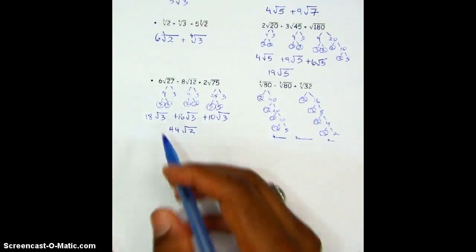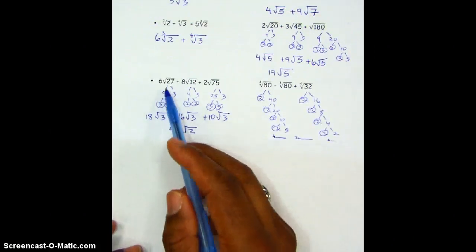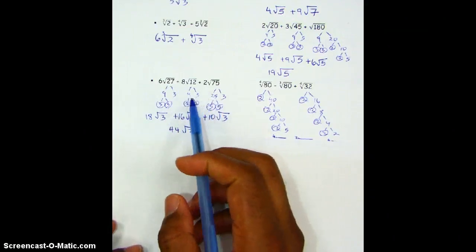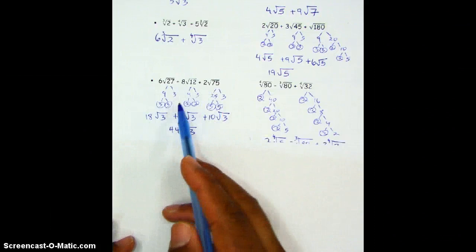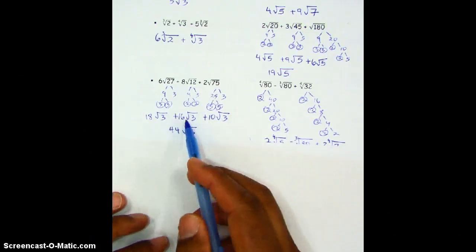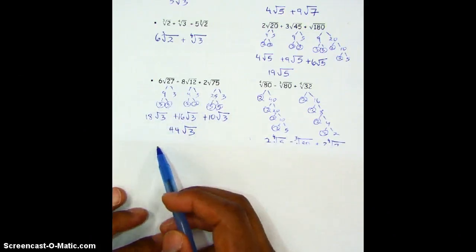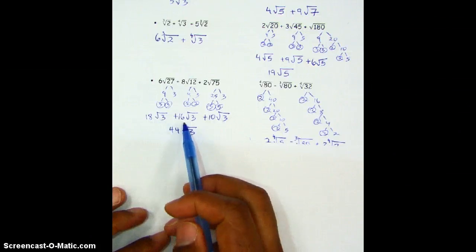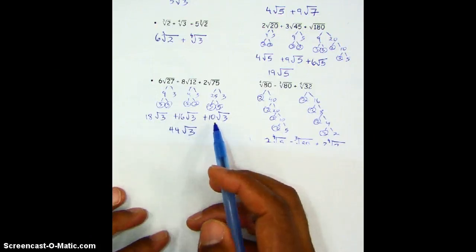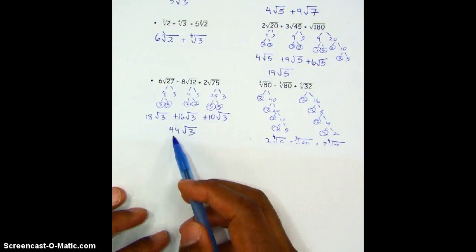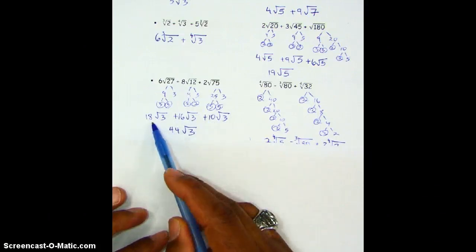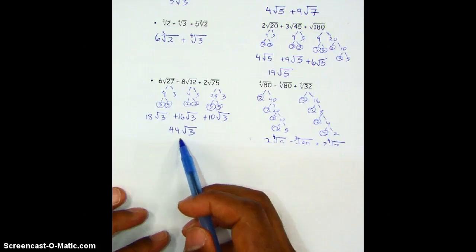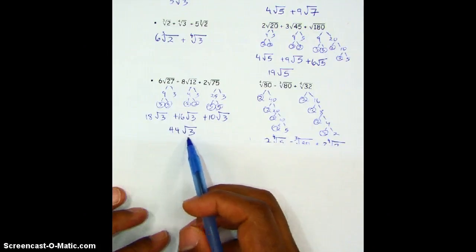Okay, next problem. We have 6 square roots of 27 plus 8 square roots of 12 plus 2 square roots of 75. What I did here was the factor tree, and you guys can go ahead and see the work here. We end up with 18 square roots of 3 plus 16 square roots of 3 plus 10 square roots of 3. And then we're going to combine our like terms. 18 plus 16 plus 10 gives us 44. So we end up with 44 square roots of 3.